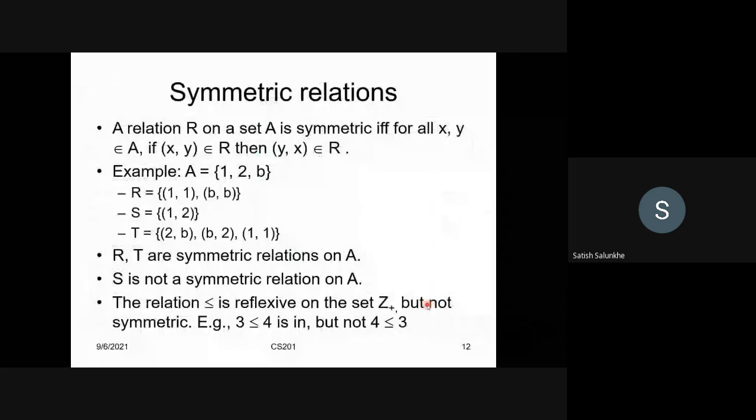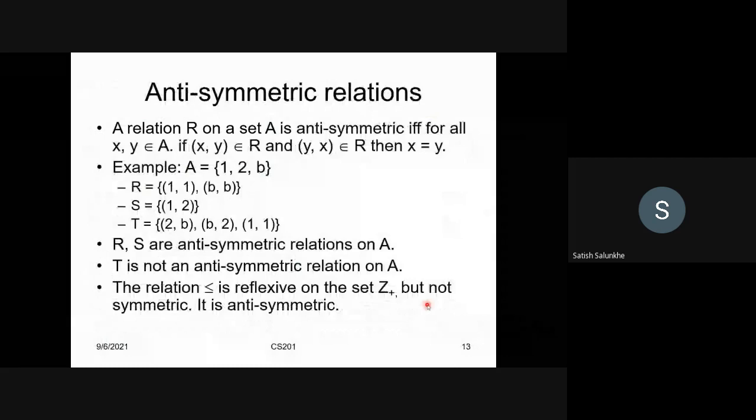We have already seen what a reflexive relation is and what a symmetric relation is. Let's proceed ahead. What is anti-symmetric? A relation R on set A is anti-symmetric iff, meaning if and only if, for all x, y belonging to set A, it doesn't matter whether your domain and codomain are different. We don't bother about this. We bother about this property: if (x,y) belongs to R and (y,x) belongs to R, then x should be equal to y.